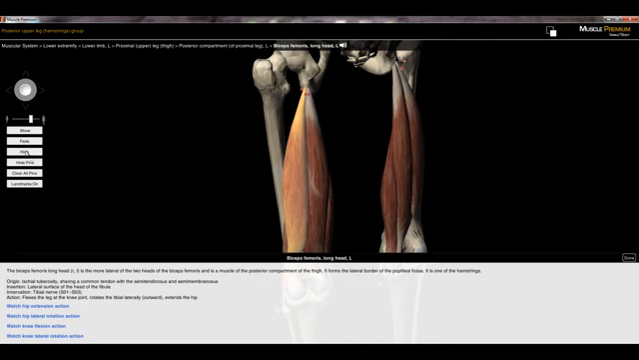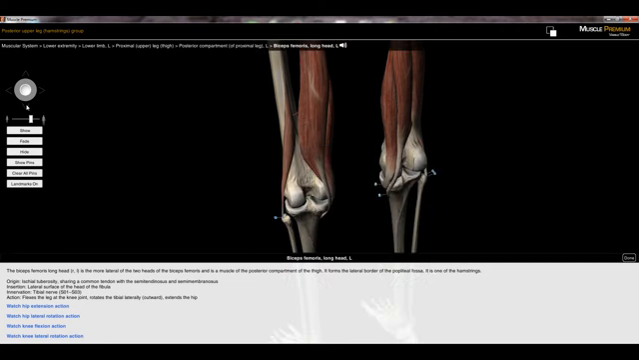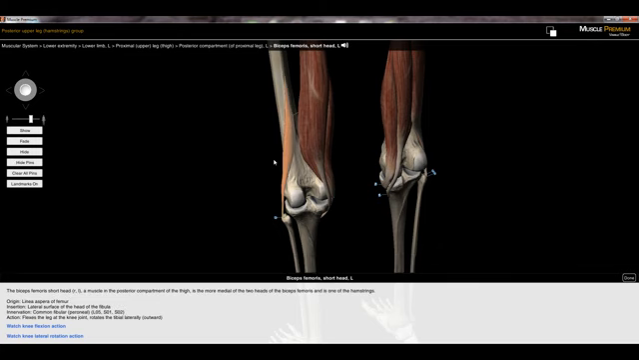If I hide the long head of the biceps and course on down here to the short head of the biceps, this is one of our smaller knee flexors, and also an external rotator, and it's probably more of an external rotator than just a knee flexor, given its orientation and size.